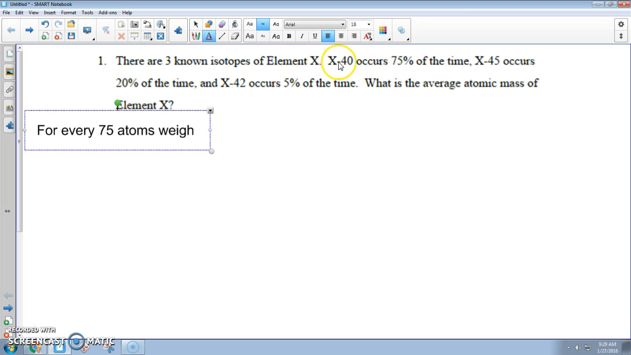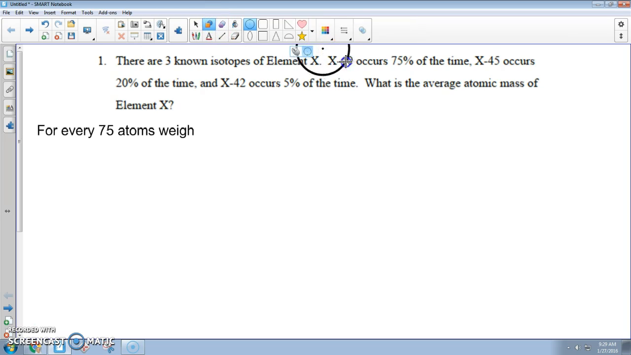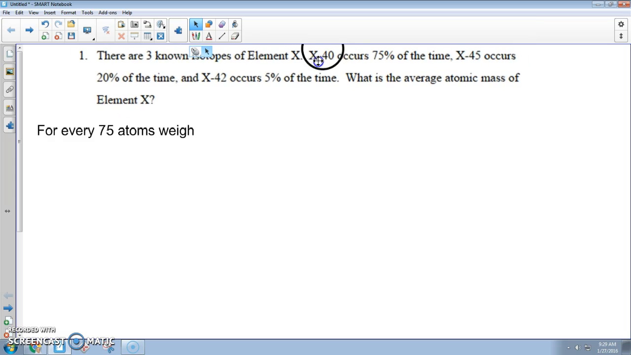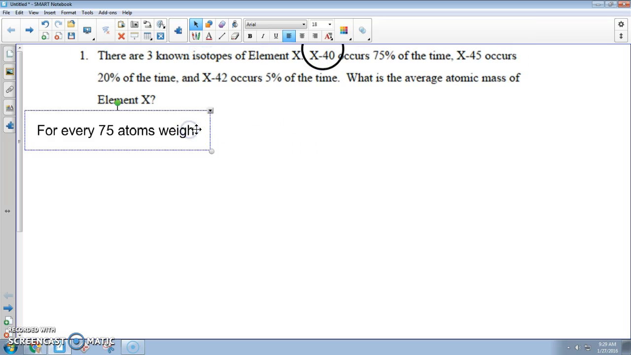Now in this problem, when it says X equals 40, oh, that was bigger than I anticipated, X-40, that means this isotope, this element, has a mass of 40. So it could be calcium 40 or scandium 40 or potassium 40 maybe. We don't know. But the point is that that individual isotope weighs 40. But I have 75 of these atoms.